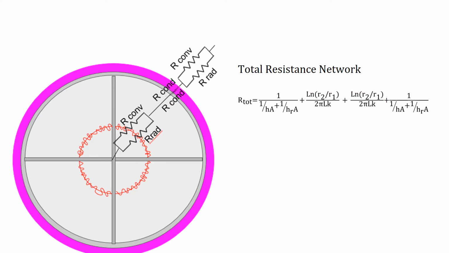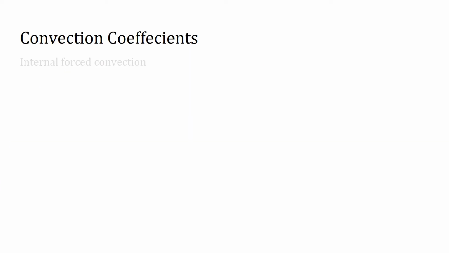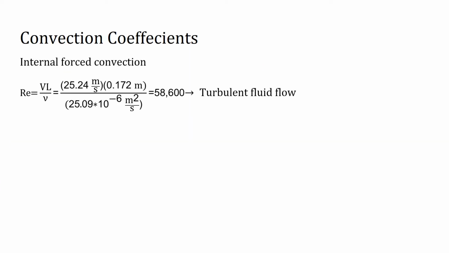Each resistance that is present is now accounted for and can be combined for a total resistance. In order to fully evaluate this equation, the convection and radiation coefficients must be determined, and each property will have to be put into this formula. Starting with the internal forced convection, we find the Reynolds number reaches 58,000, meaning turbulent flow of the air as it moves through the blow dryer.